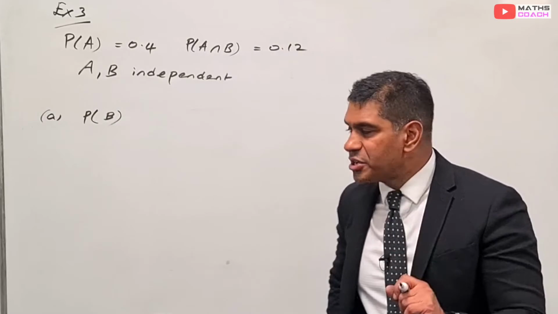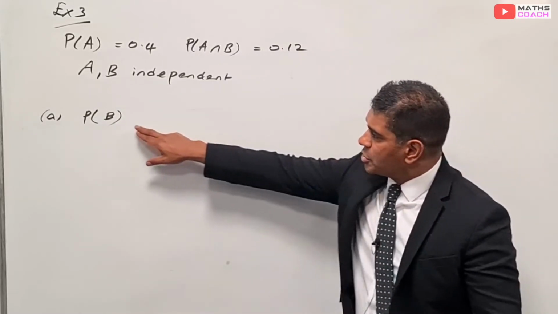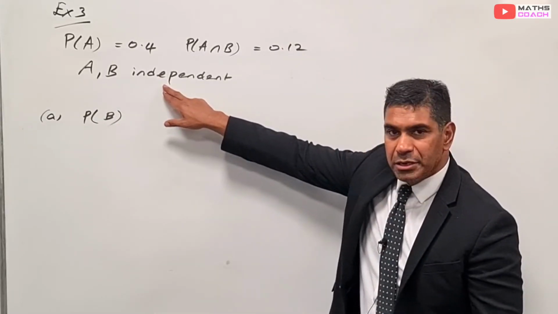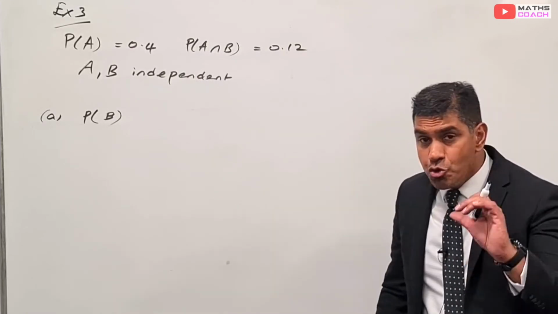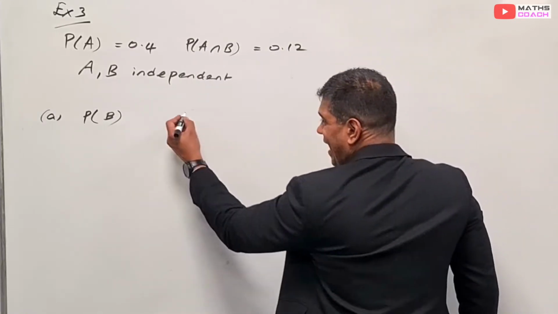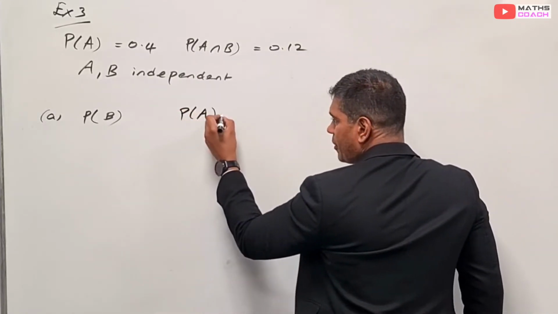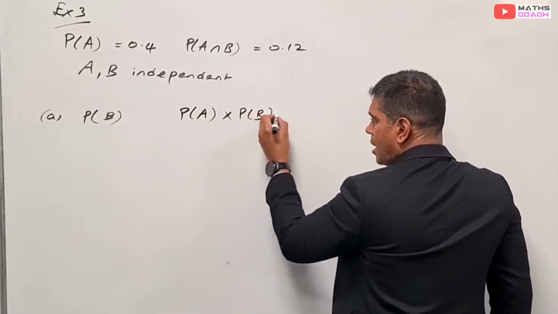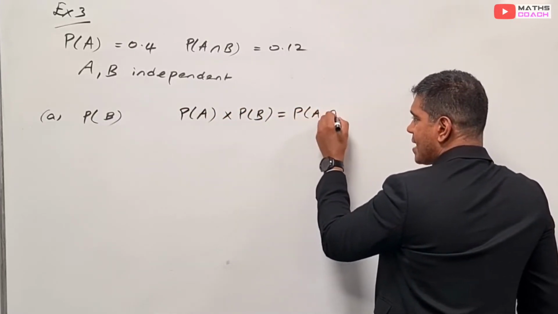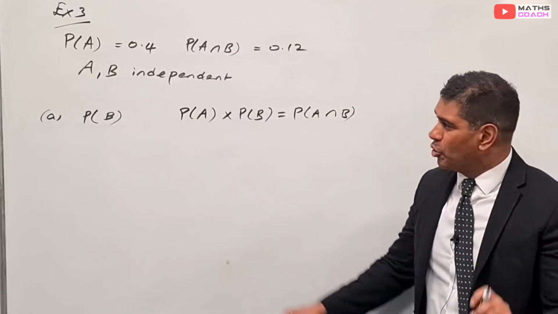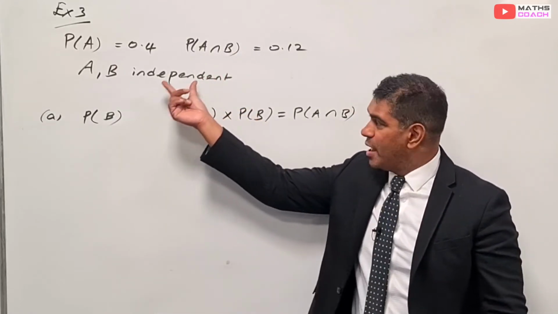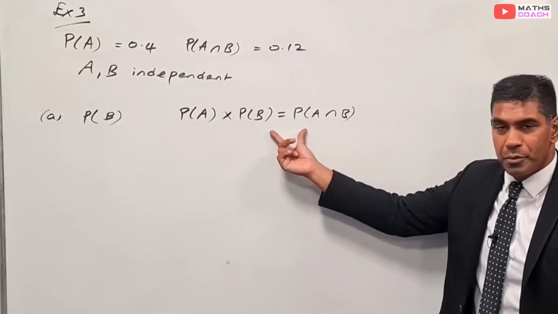It doesn't ask for a Venn diagram at this stage. So think about the word independent. That's the key word. And you know from our formulas that independent means that probability of A times probability of B must equal probability of A and B. Really important, do not disregard that word. That word is associated with this formula here.